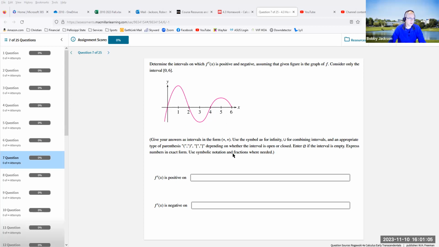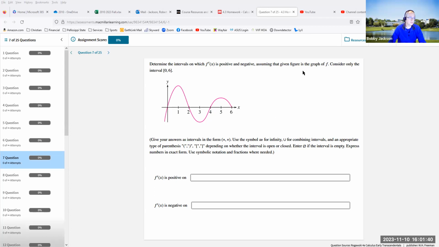They have some directions about how to enter the information, and I'll show you all of that. But keep in mind, this is the graph of the function. We're asked to find where the derivative is positive, where the derivative is negative. Well, you need to know that the derivative is positive when the function is increasing, or vice versa, when the function is increasing, then the derivative is positive. So if I want to know where the derivative is positive, I'm looking where the graph of the function is increasing.